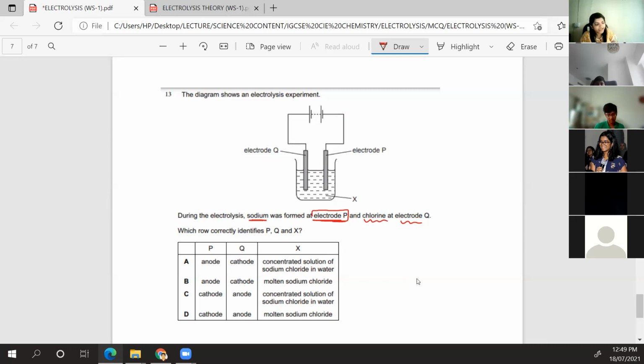If electrode P has to be sodium, means it is Na plus, so your electrode P needs to be negative. Negative means it has to be cathode. So answer cannot be A and B. If P is cathode, Q has to be my anode. So answer has to be from C and D. Now, sodium can be liberated only if it is a molten electrolyte. There can be only molten electrolyte where Na plus is liberated. So answer becomes D. Very good.